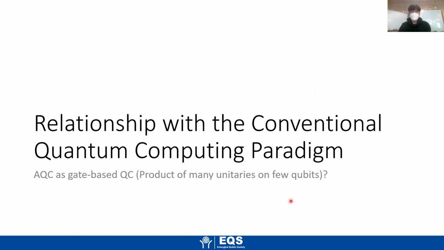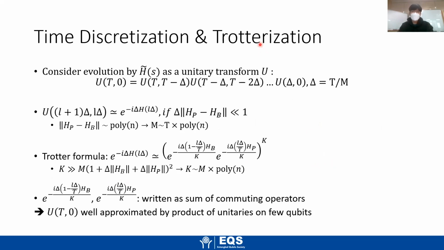Okay, then I would like to move on to how we can represent AQC as gate-based quantum computing. When I say gate-based quantum computing or the conventional quantum computing paradigm, I mean that we express the computation as some product of many unitaries, and these unitaries are acting on some small subset of the qubits. To show the relationship, the paper uses time discretization and trotterization. There's a lot of maths here, and I don't want to go into much detail, but just talk about the main ideas about their proof.